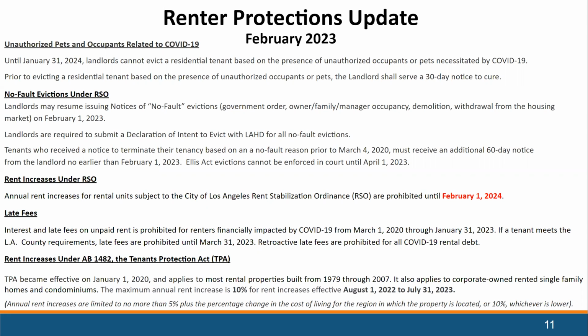Note that there's a special rule for tenants who previously had already been served with a notice to terminate tenancy for a no-fault eviction prior to March 4th of 2020. Those tenants who have pending eviction notices from 4 years ago must first receive an additional 60-day notice to terminate from the landlord no earlier than February 1st of 2023. Specifically, evictions that are based on the Ellis Act cannot be enforced in court until April 1st of 2024.